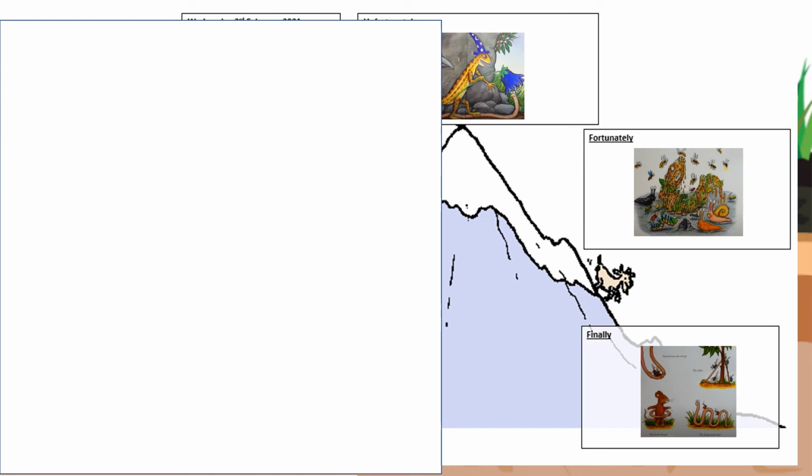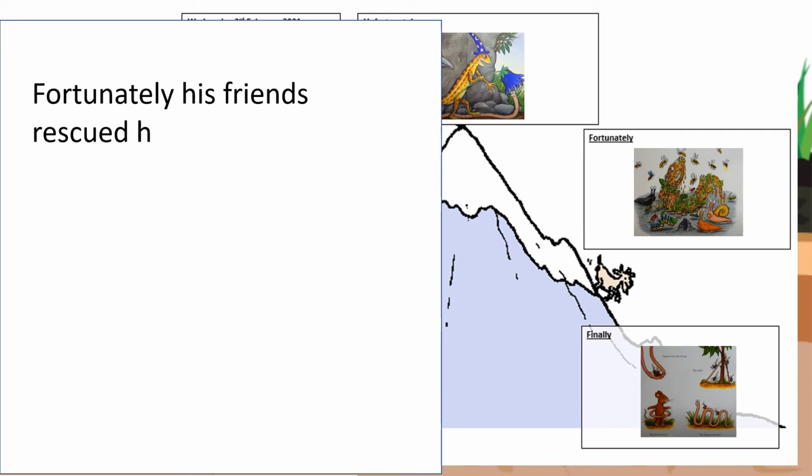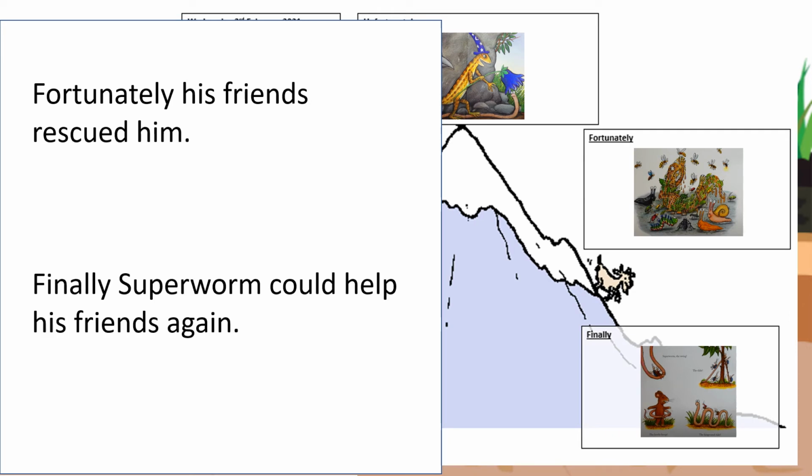So now we're doing fortunately and finally. Fortunately, his friends rescued him. Finally, Superworm could help his friends again. You'll notice we've got the 2 full stops because we've got 2 sentences and at the end of a sentence we use a full stop. And we've got 2 capital letters that are starting the sentence. And can you spot the other capital letter? Yeah, we've got another one just here because it's the name Superworm. So we need to make sure if we're using his name that we use a capital letter.